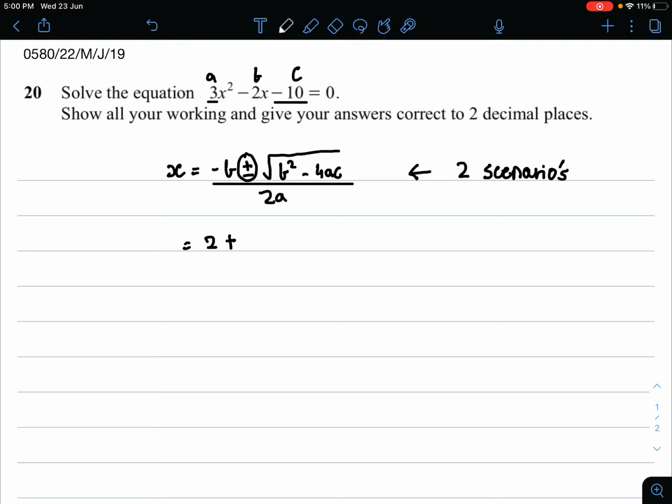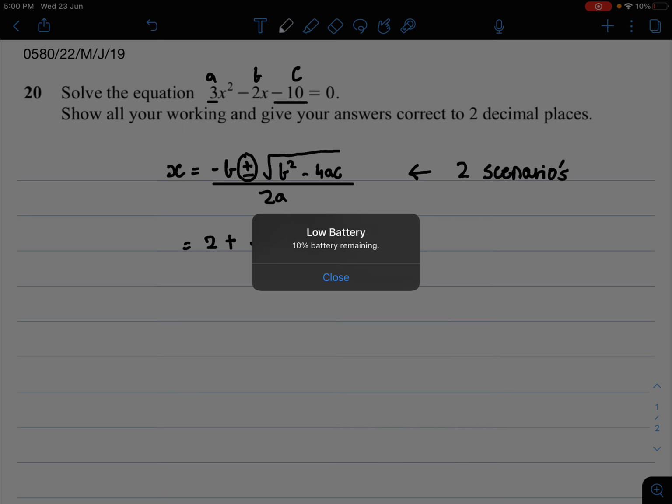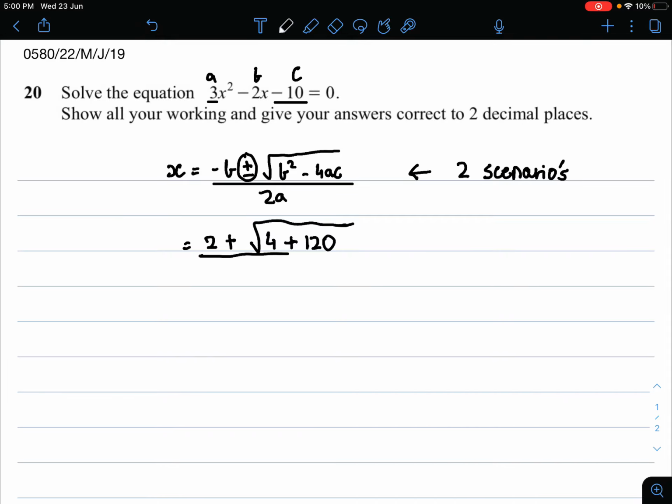So 2 plus root of b², which would be 4. So 4 minus, so 4 multiplied by 3 would be 12, and 12 multiplied by minus 10 would be minus 120. But it is minus of minus 120, therefore plus 120, divided by 2 times a. So 2 times a, which is 2 times 3, which is equal to 6.